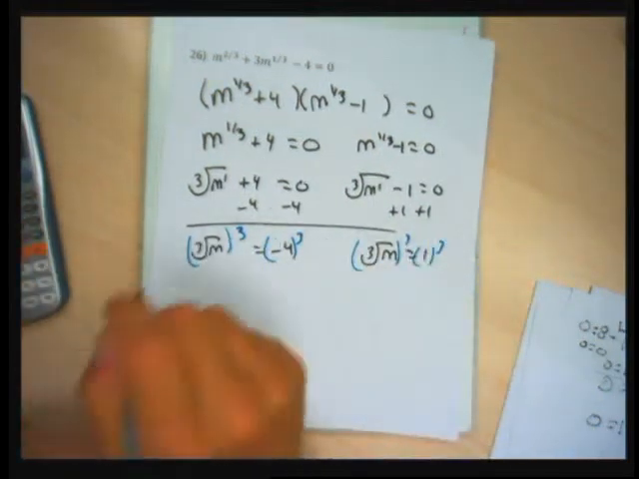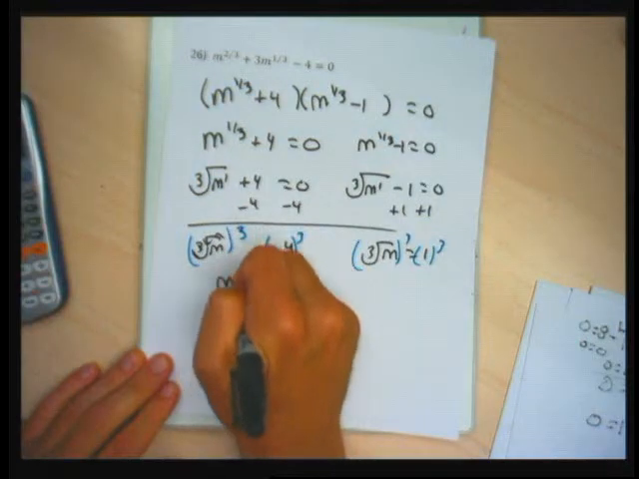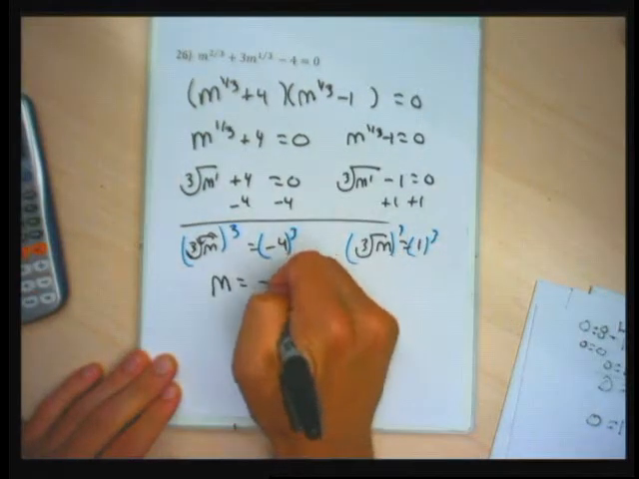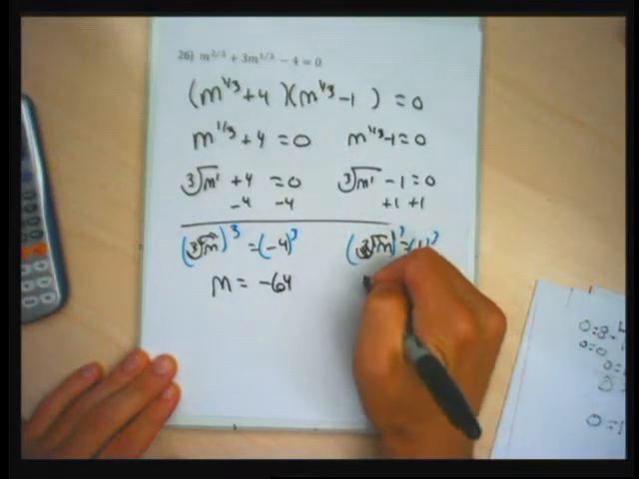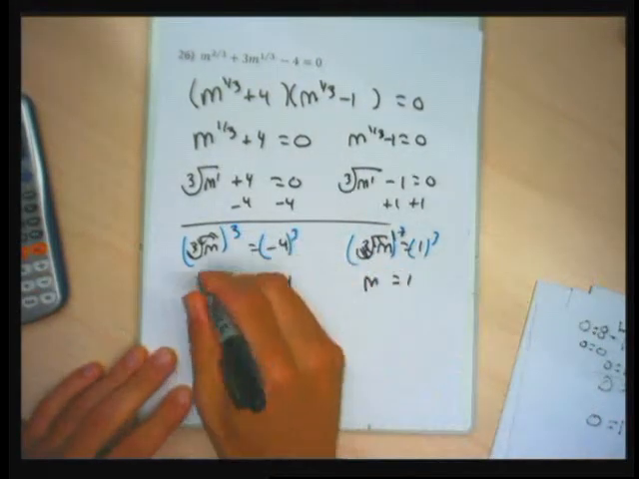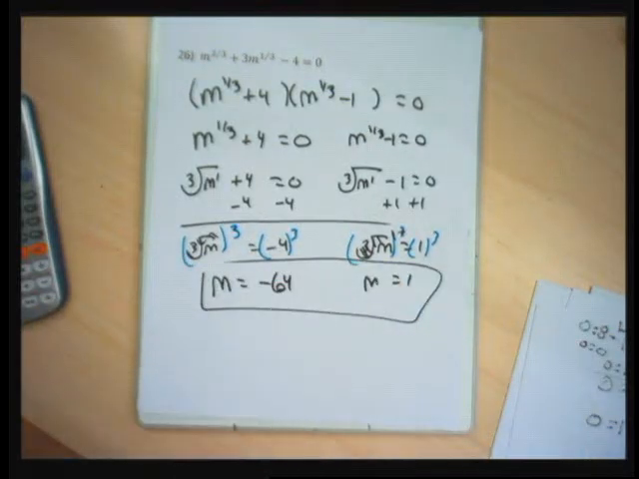On the left side, cubing cancels out the cube root and gives me the m. On the right side, negative 4 cubed is negative 64. Next side, cubing gets rid of the cube root, leaving me with the m. 1 cubed is 1. These you can check, and they'll check.